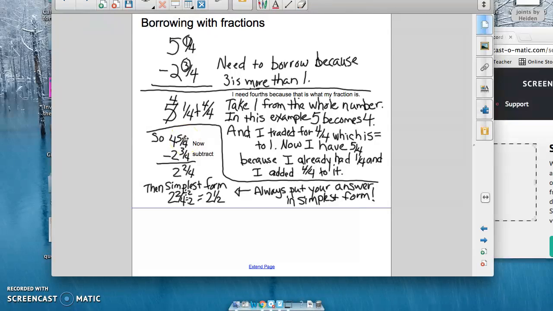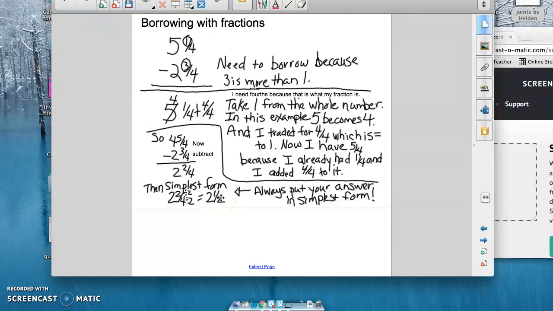So I rewrote the fraction down here, and I have 4 and 5/4, which is my new fraction, minus 2 and 3/4, and now I can subtract because 5 is bigger than 3. So 5 minus 3 is 2/4, and then my whole numbers, 4 minus 2 is 2, and so my answer is 2 and 2/4, but I remember that the last step is that I always have to put my answers in simplest form. So I divide the 2 and the 4 by 2 to get it into simplest form, and my answer is 2 1/2.